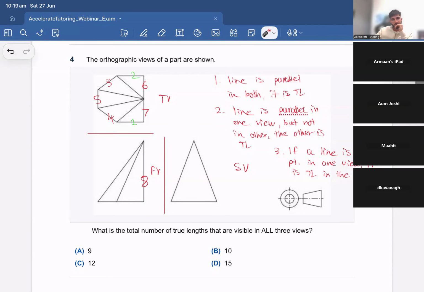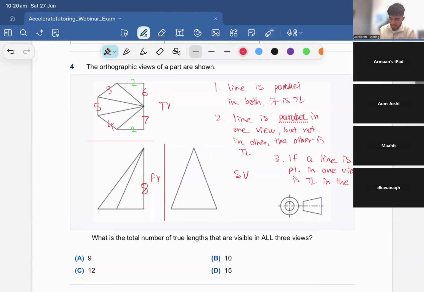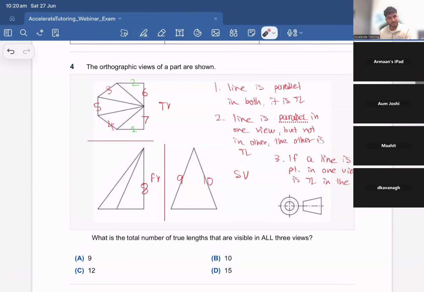Nine? Where is the 9th one? Where would the 9th one be? If there is 9, I'm not saying necessarily that's correct, but where would it be? On the side view toward the right of the side view? These two? Yeah, you're actually correct. These two are our 9 and 10 true length.